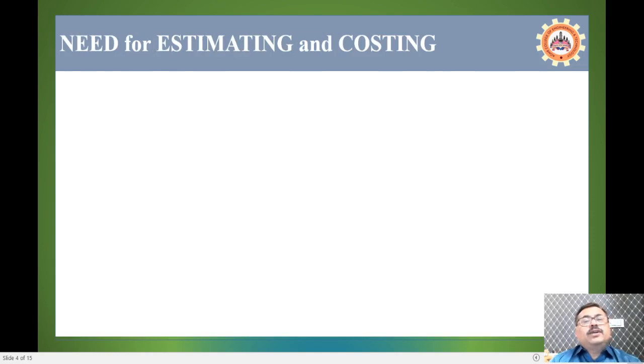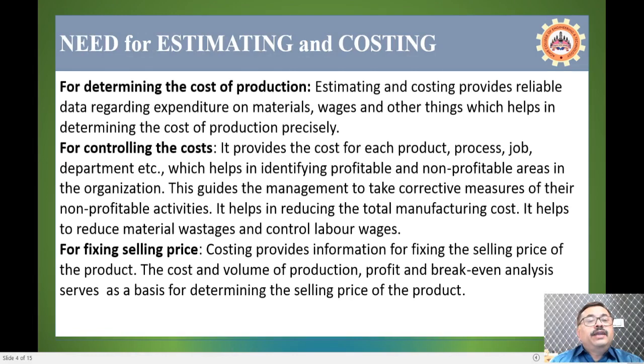Need for estimating and costing, that means we'll be discussing what are all the factors required here. The first one is determining the cost of production. That is, what is the product for which you are going to estimate the costing is very important. For this, the required expenditure on materials, wages and other things help in determining the cost of production precisely.